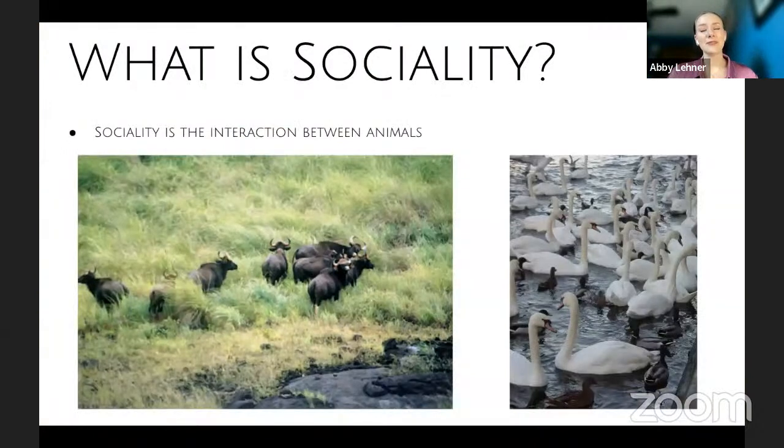First of all, it's important that we understand what sociality is before we can delve into insect sociality and what exactly that means. And to put it very simply, sociality is the interaction between animals. For example, here on the left, we have a herd of buffalo, and a herd is a great example of sociality. These animals all interact with one another, they communicate. And then on the right here, we have a flock of swans, which is another social group of animals.